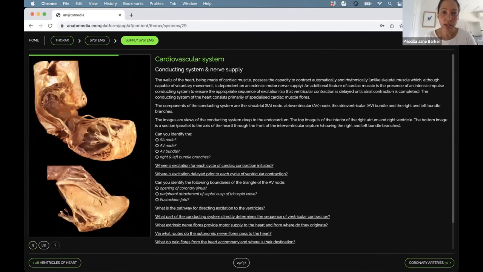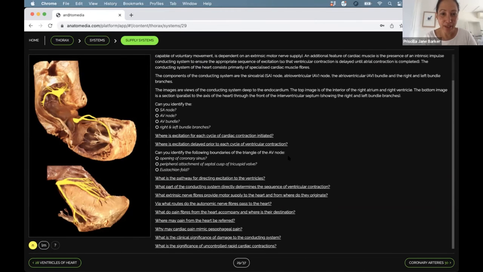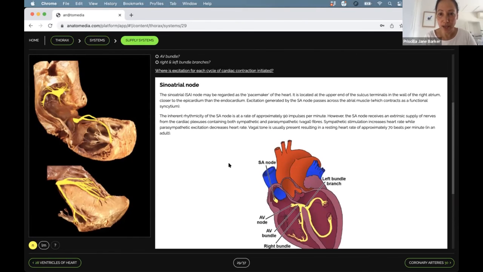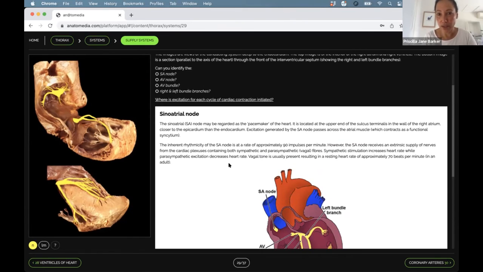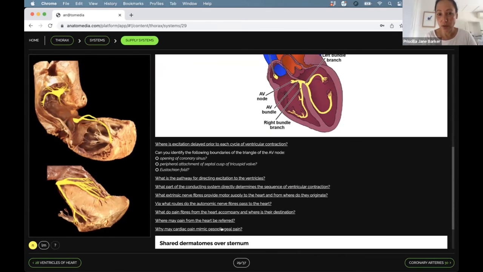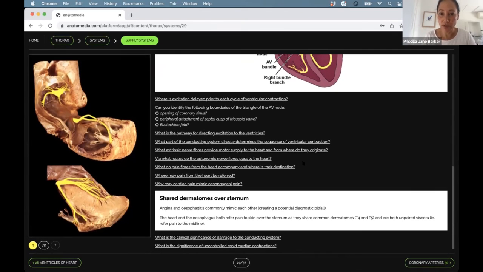And we go through in detail the atria, then the ventricles, the nerve supply. Again, these are really unique dissections and probably a lot more detailed than anything you'll actually see in the dissection room, because we had the luxury of 25 years to do it. And yeah, again, lots of clinical questions. So where is excitation of each cycle of the cardiac contraction initiated, and then clinical questions like why may cardiac pain mimic esophageal pain.